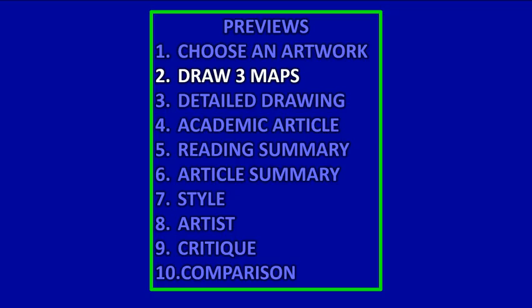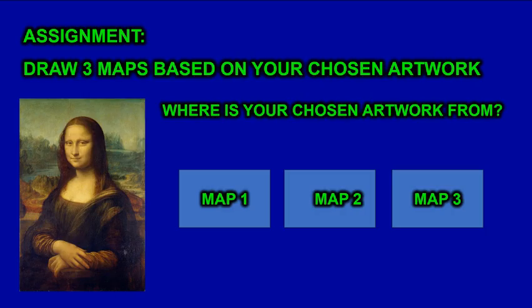Now that you've chosen your artwork, I want you to draw 3 maps based on the artwork that you found. We are now in part 2 of getting all the stuff done for the beast. Let's say, for example, you've chosen the Mona Lisa. Basically, I'm asking you the question, where is your artwork from? So you're going to show me 3 maps.